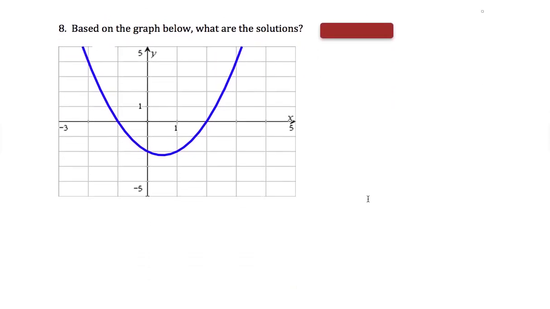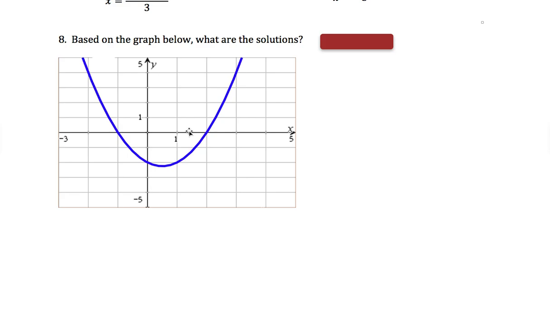For problem 8, we have a graph right here, and we just need to look at the graph and find the solutions. Hopefully you guys remember that your solutions on your graph show up as x-intercepts. So we have an x-intercept here, we have an x-intercept here. So here we have negative 1, because each of these grid lines is 1 unit. And then over here we have x is equal to positive 2. So our solutions will be negative 1 and positive 2.